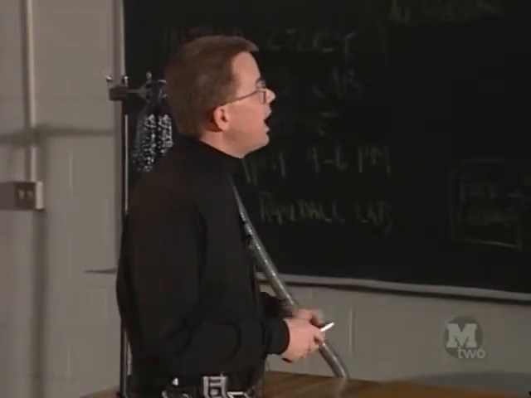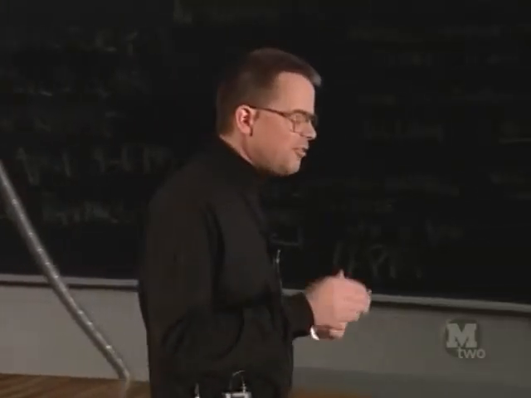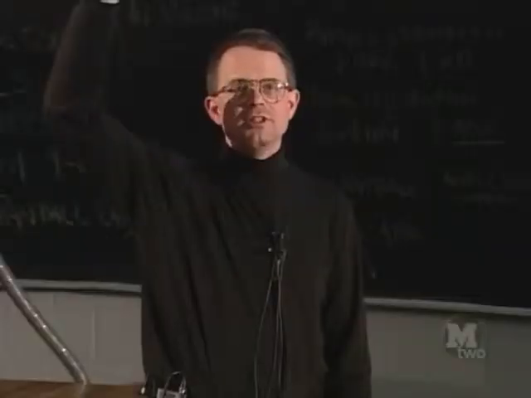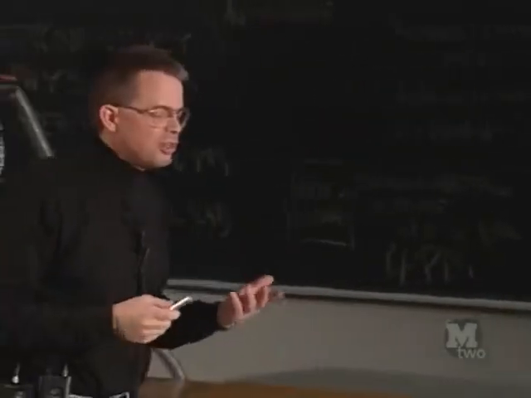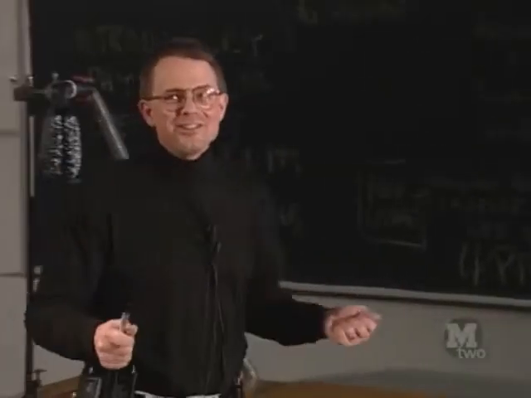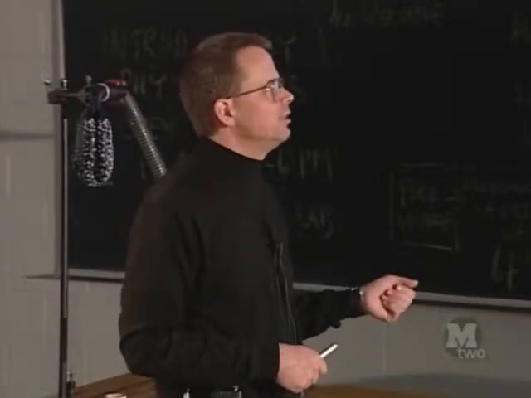There are two big problems that this theory has to address, or that any picture of the Big Bang has to address. And the first of those is what's called the flatness problem. It says that if the density of the universe is below the critical density, then very quickly the universe will expand to enormous size, and the density will fall off and be very, very different from the critical density. Because it's expanding, it's getting less and less dense. On the other hand, if the density is too large, then very early in the universe, it will recollapse. So in order to have a universe that lasts as long as ours, you have to start out with a density that's very close to the critical density.